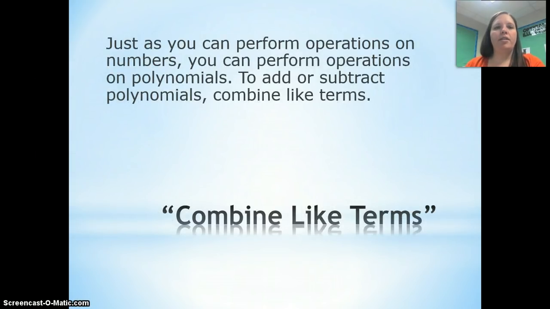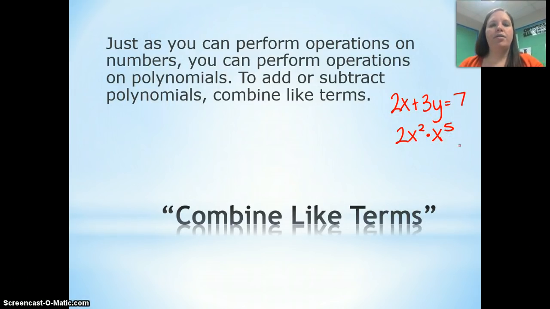So when we talk about performing operations on polynomials, the thing we need to keep in mind, and we've seen this before, is that adding or subtracting polynomials means we're combining like terms. We've done addition or subtraction before. We said things like 2x plus 3y equals 7. Okay, so I can't simplify that by adding 2x and 3y together because they are not like terms. Now 2x squared times x to the 5th, we can combine those together through multiplication.